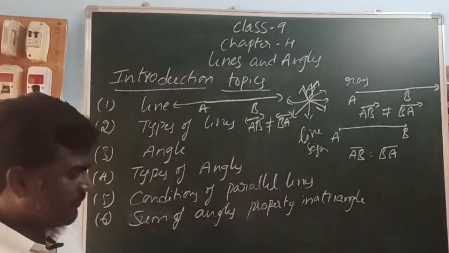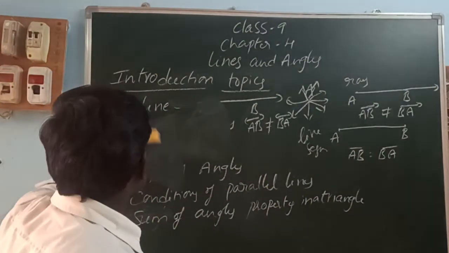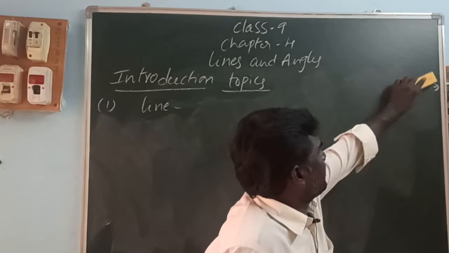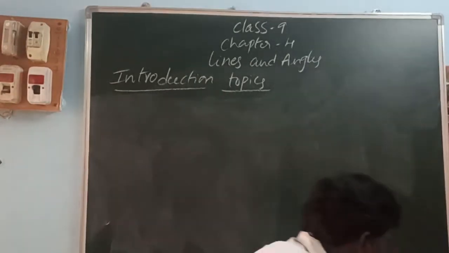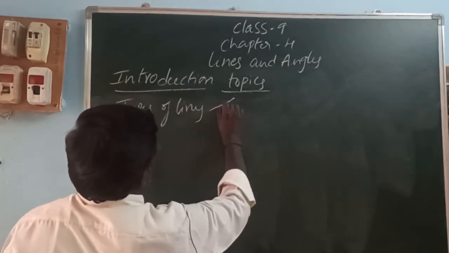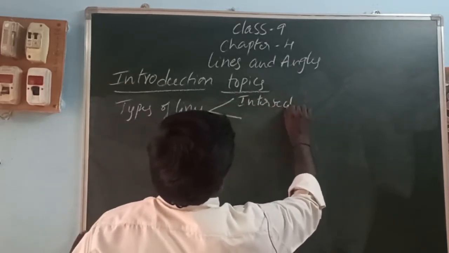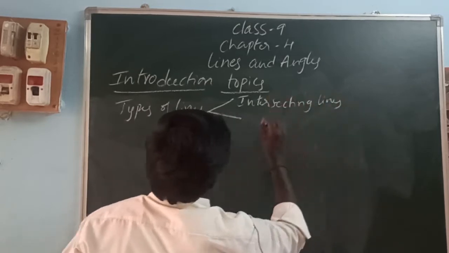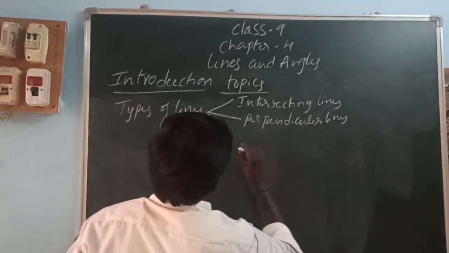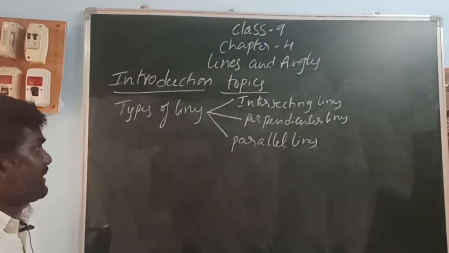Okay, next, types of lines. Lines are divided into 3 types. First, intersecting lines. Second, perpendicular lines. Next, parallel lines.